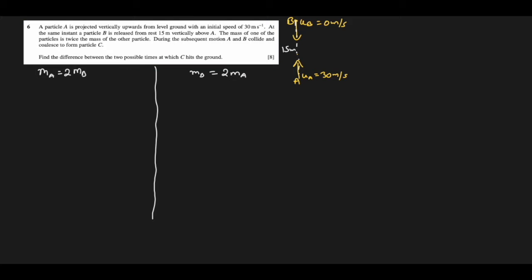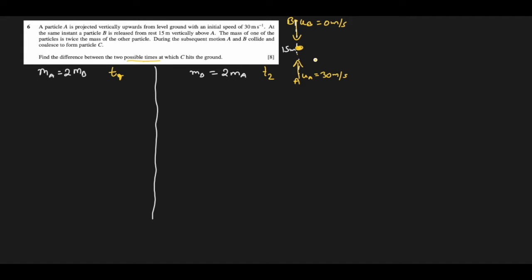During the subsequent motion, A and B collide somewhere here and coalesce. They become one body after collision, so momentum is part of it. Find the difference between the two possible times at which C hits the ground. They become C after adding to each other. That means there will be a time 1 and a time 2, and we have to find the difference between these two times.